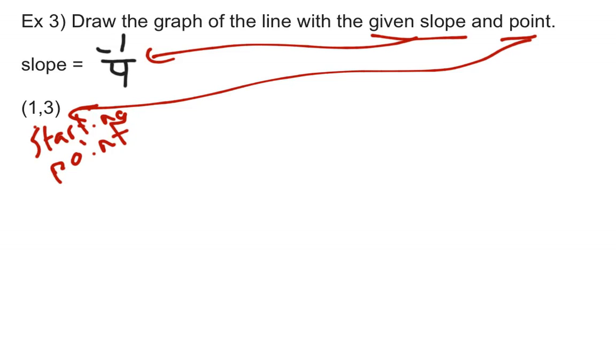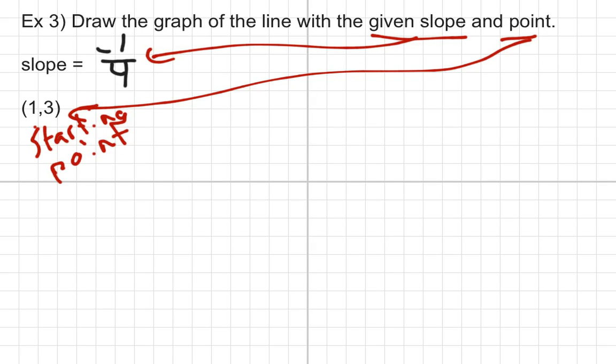Okay, you're back. So I'll bring up my graph paper. I know my starting point is (1, 3), so I'm going to start by going 1 to the right, up 1, 2, 3. There's my starting point. Okay, so I did that. Starting point is done with.